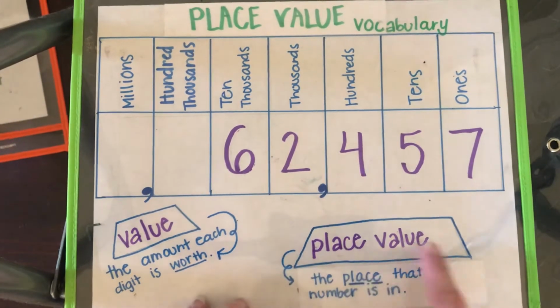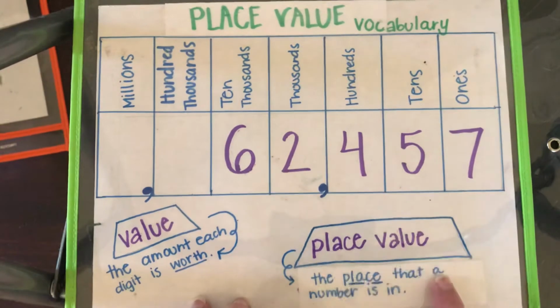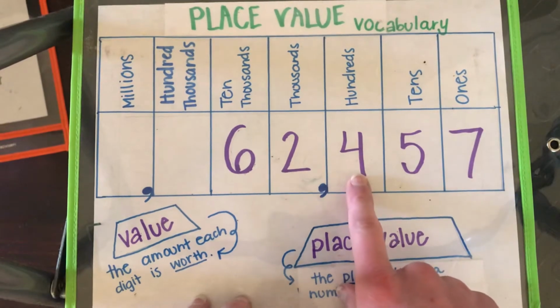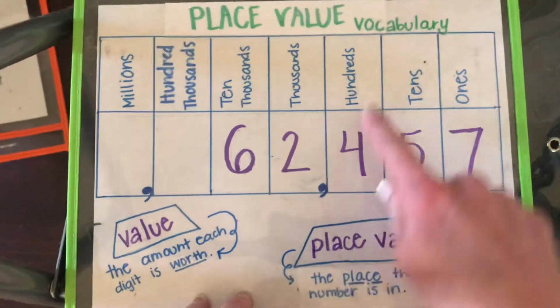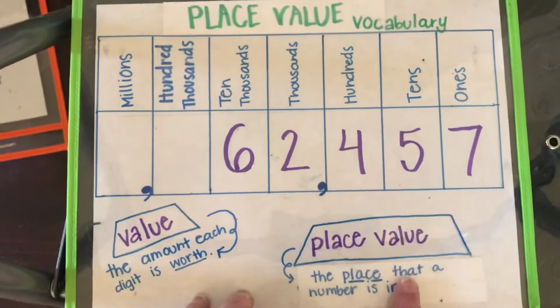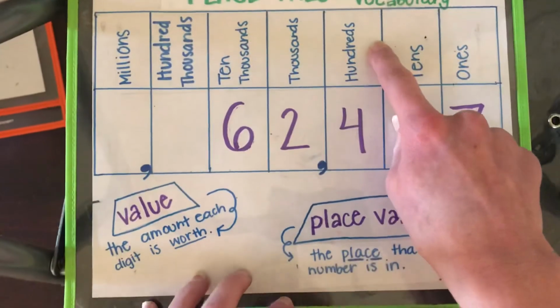Okay, so let's review what the difference is between value and place value, okay? So when we talk about the place that a number is in, we mean what place is it in? So for example, if I look at 4, my 4 is in the hundreds place, okay? So that would be the place that it is in. It is in the hundreds place.